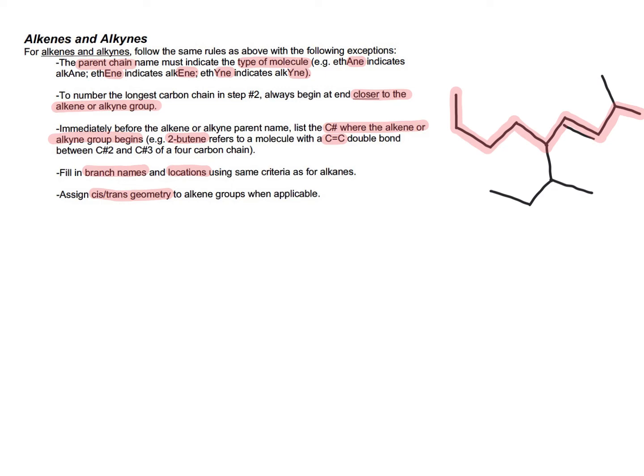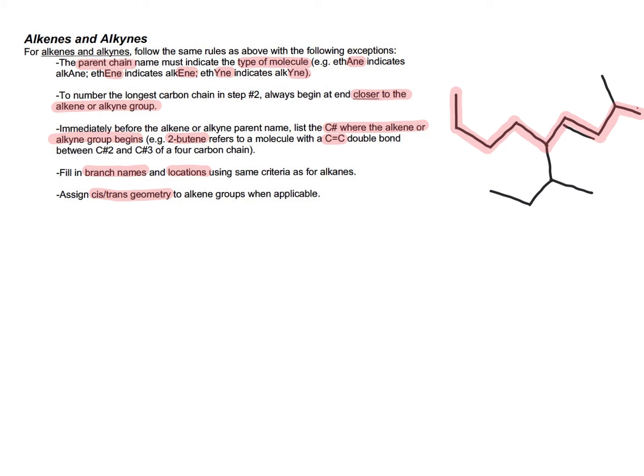Now, with this longest carbon chain in place, next thing that we need to do is number that longest carbon chain. And we always begin numbering from the end closer to the alkene or alkyne group. So that means we start numbering from this end, because this is the end of the chain that's closer to the alkyne or the alkene. So ignore where the branches are located when you have an alkene or an alkyne, and number from the end closest to where the alkene group is or the alkyne group.